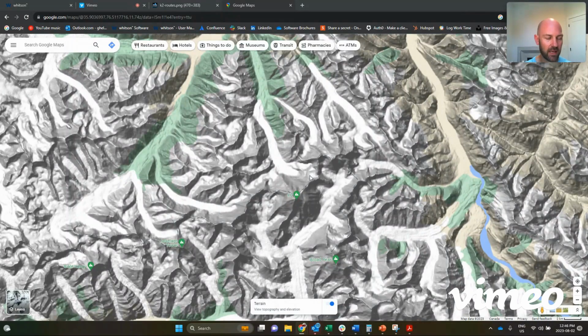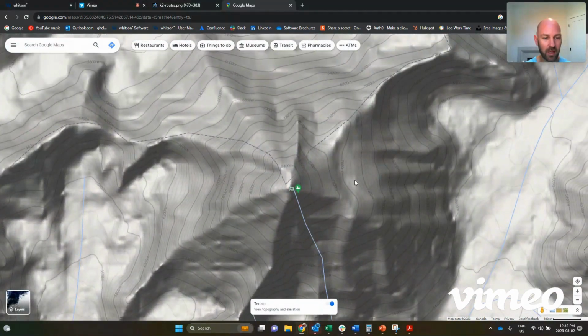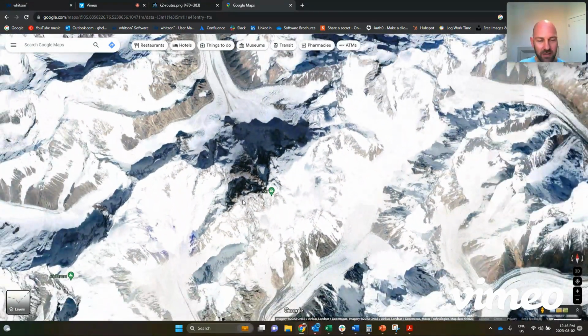On the map here, we're looking at a part of the world between China and Pakistan. And if we zoom in, we can see some pretty crazy topo lines here. That's because we're looking at a really famous mountain called K2. Now, K2 is not quite as high as Mount Everest, but it's considered more dangerous and more difficult to climb, actually.